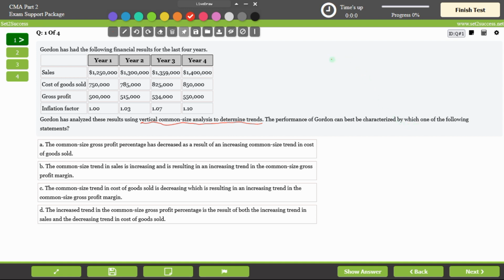In vertical, what happens for income statement? For income statement, we use sales as the base, and for balance sheet we use total assets as the base. So the formula to convert these into vertical common size analysis is amount of the line item by amount of the base.